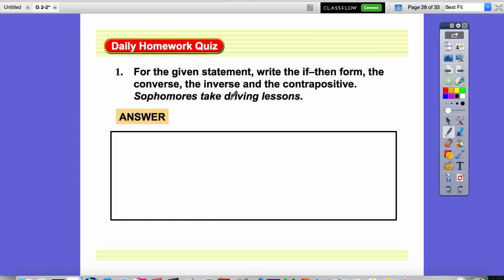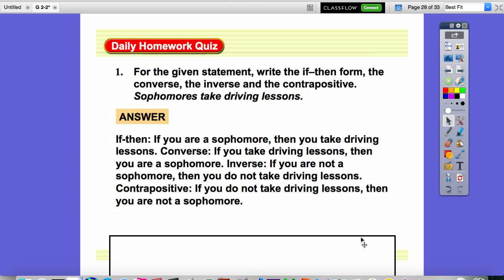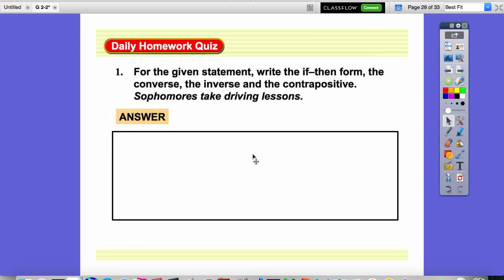For the given statement, write it in if-then form, the converse, the inverse, and the contrapositive. You could freeze this, but I'm just going to pull away the answers here. The if-then is, if you are a sophomore, then you are taking driving lessons. Converse, if you are taking driving lessons, then you are a sophomore. Inverse, if you are not a sophomore, then you are not taking driving lessons. And the contrapositive, if you do not take driving lessons, then you are not a sophomore. We're not getting into the truth value here of these. A lot of you will actually turn 15 your freshman year and will be taking driving lessons then.